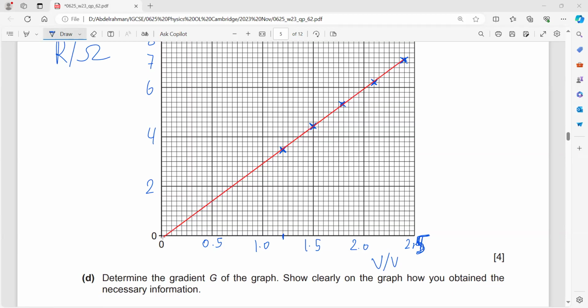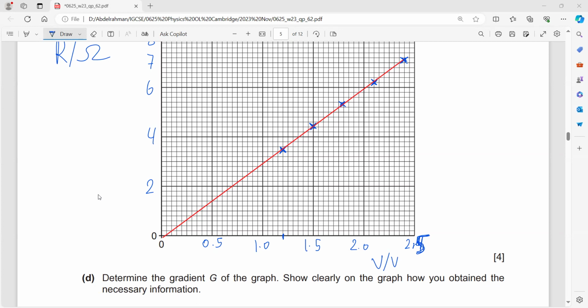Okay, I guess it might be like this. Yes, this is a better graph. Now, how should I find the gradient? y2 minus y1 over x2 minus x1.